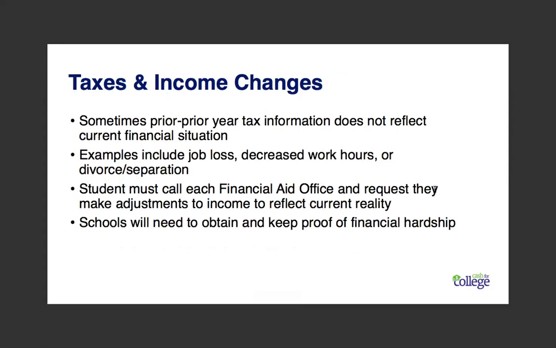And that happens all the time. Some examples could include a job loss, decreased work hours, or divorce or separation. And at that point, the student would need to contact the financial aid office, and they can request to make adjustments for the income to reflect their current situation. This is also called professional judgment. A lot of people don't use this option, but it's definitely something to take into consideration.